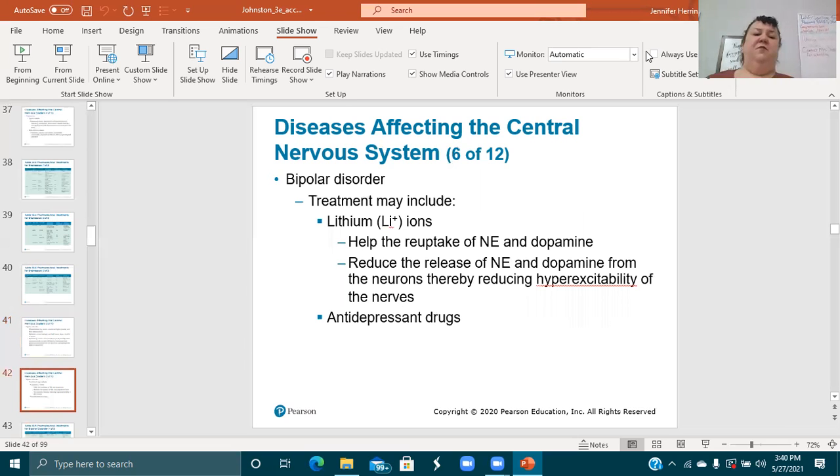Treatment for bipolar disorder may include lithium positive ions. These help the reuptake of NE and dopamine and reduce the release of NE and dopamine from the neurons, thereby reducing hyperexcitability of the nerves. And antidepressant drugs may be utilized as well.